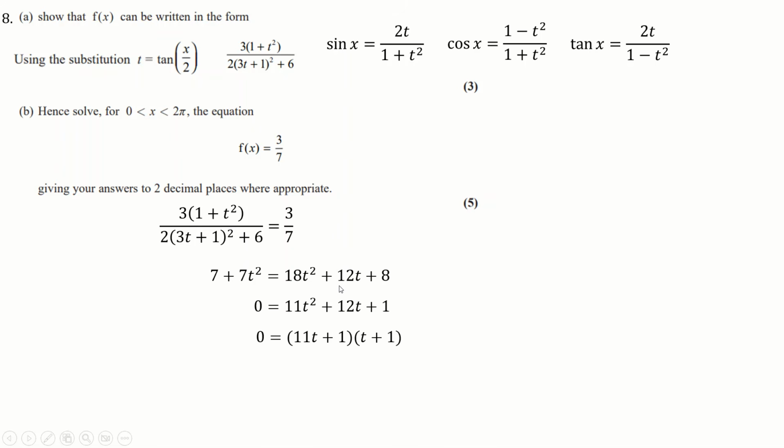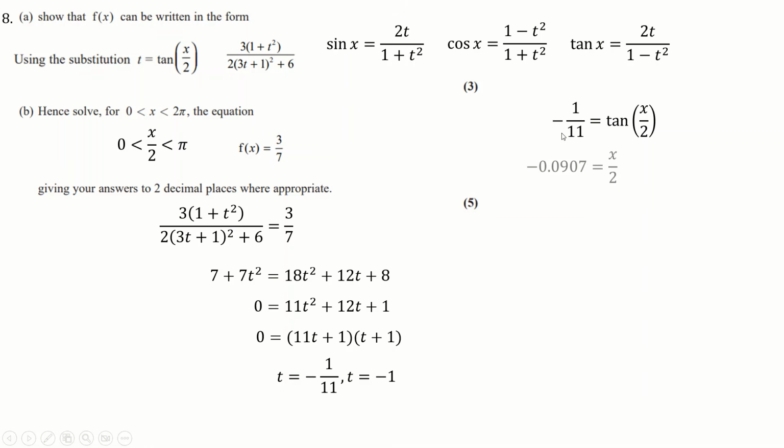We get t is, this actually factorizes, not too hard to notice, is going to be this. And so now, yeah, we use this here, so we have either minus 1 over 11 is equal to this, or we have minus 1 is equal to this. Either way, of course, if you're solving for x over 2, you're only going to have to look between 0 and pi, according to this range.